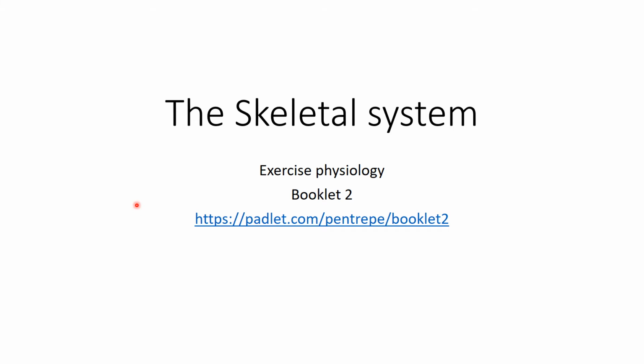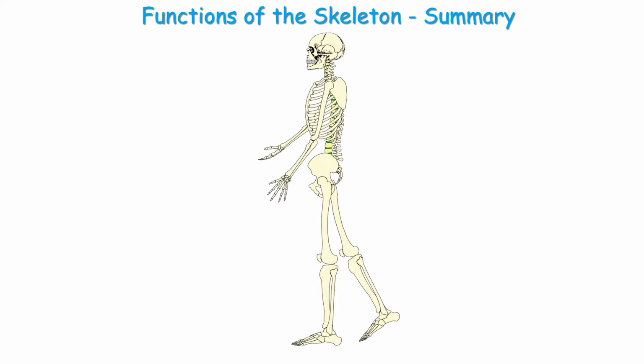So today we're going to go through the skeletal system, okay? Particularly the functions of the skeleton. Summary, there's four main functions of the skeleton. Number one, protection. So this example is pointing to the cranium or the skull. It protects the soft tissue of the brain.